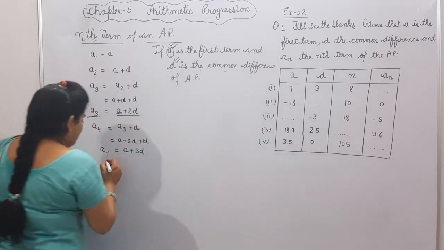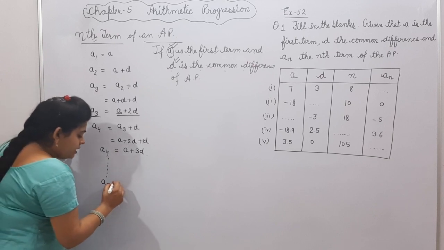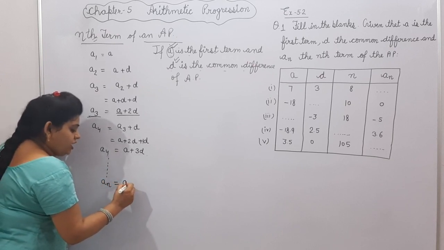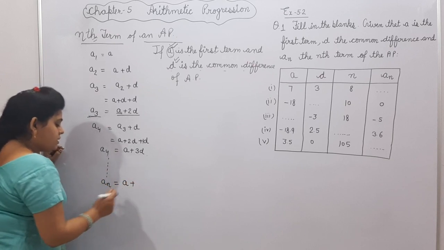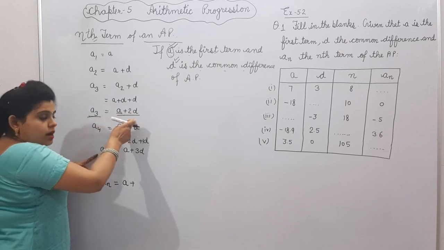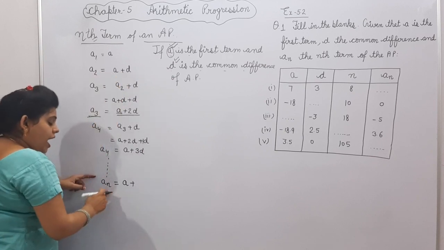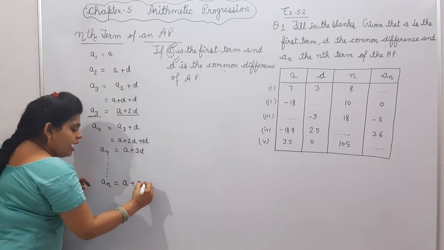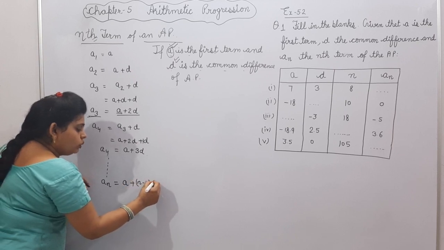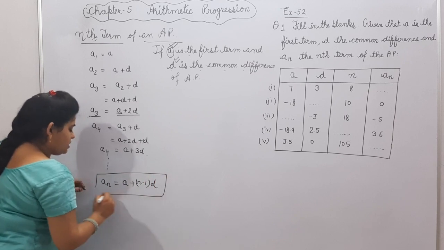Now if we want to find an, then this an will equal A, the first term, plus: if 4 is there then 3 is coming, if 3 is there then 2 is coming, if 2 is there then 1 is coming with D. Then if n is there, what will come? n minus 1 into D. This is the formula for the nth term.